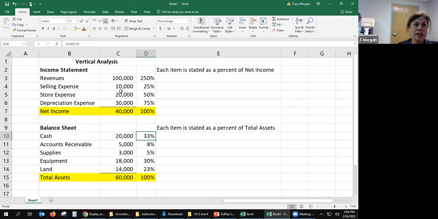And also we can look at certain expenses to see have those gone up over time in comparison with net income. So it's just another way to help evaluate the income statement and the balance sheet. Investors are going to look at this, but also management. Management is going to look at this to see how we're doing.